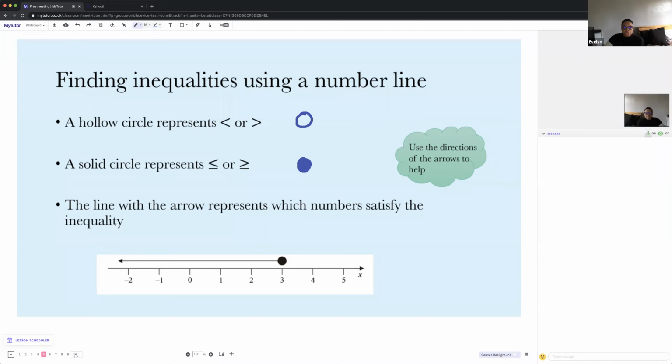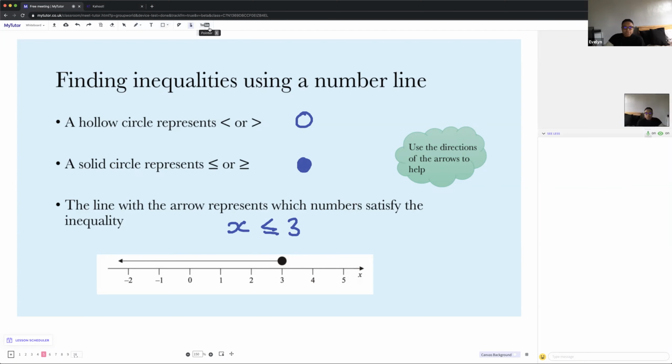So if we have a look at the number line below, we've got a solid circle, so we know that we're going to have a less than or equal to or a greater than or equal to. And we look at the number that is above. So it's 3. So how we're going to represent this inequality is we're going to say that x is smaller than or equal to 3. Now, look at the line. Look at the direction that the arrow is pointing towards.